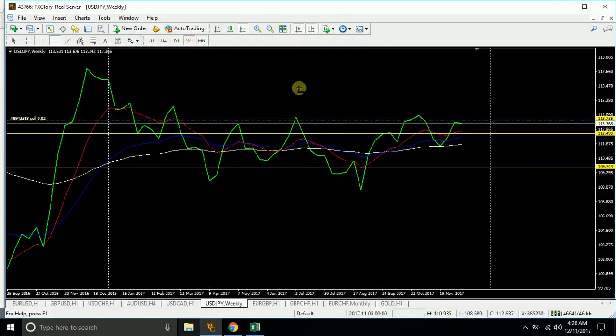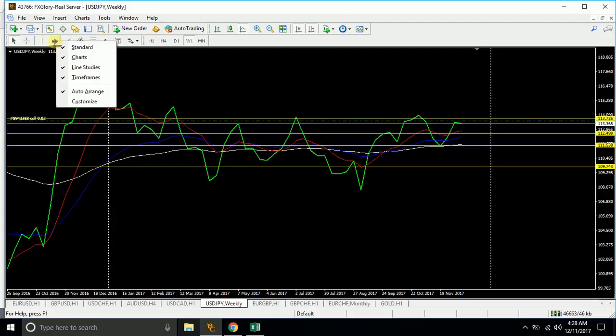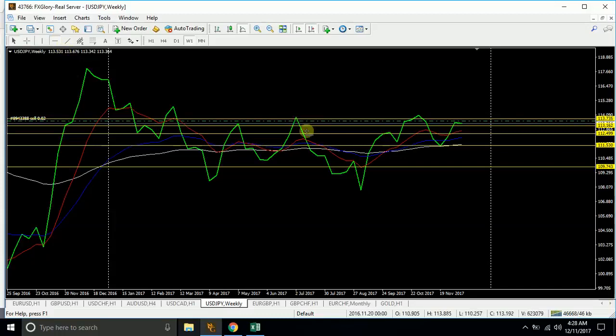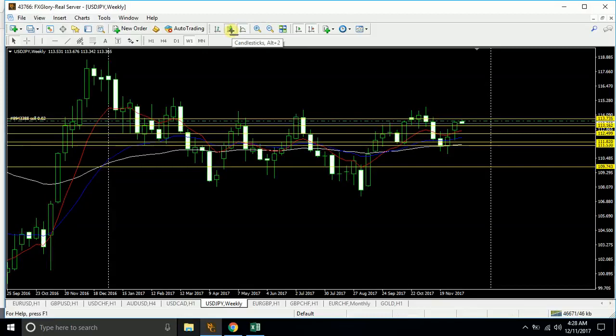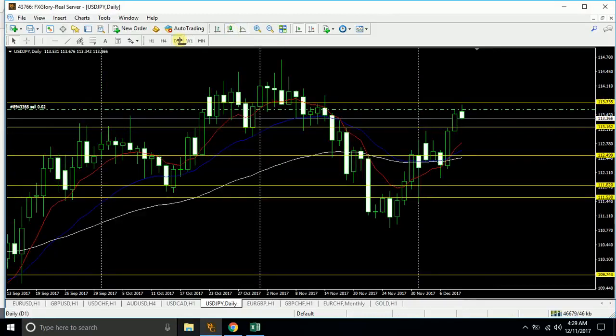weekly, support, support, we're gonna knock this resistance out right here, and this support out right here, and we're gonna go to our candles. And this is what we have.